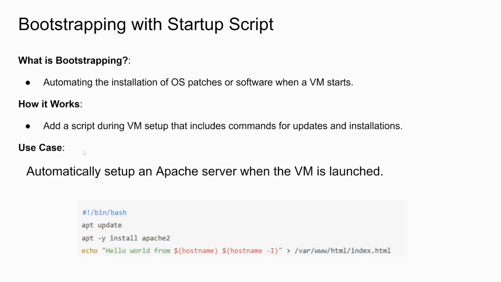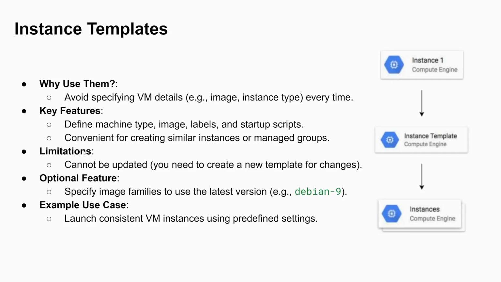So we have completed this bootstrapping with the startup script. Now let's look at the instance template. When I say instance template, it's just a blueprint of the instance. When I say blueprint, you have all the necessary configurations and the images which are required. You can even add the startup scripts, right? So once you have that instance template, you can create multiple instances from that.